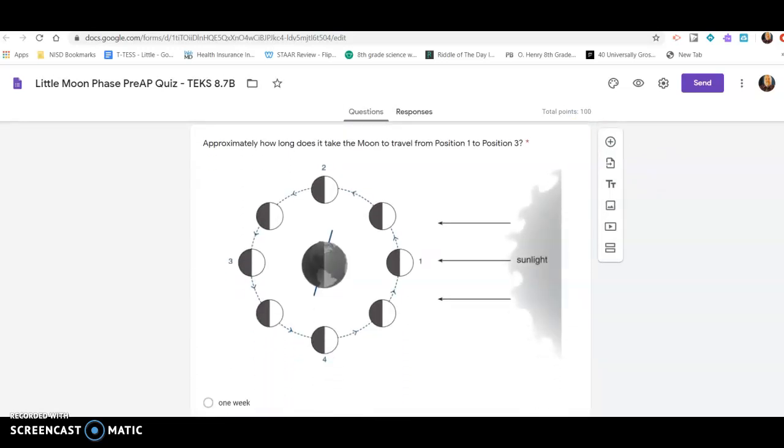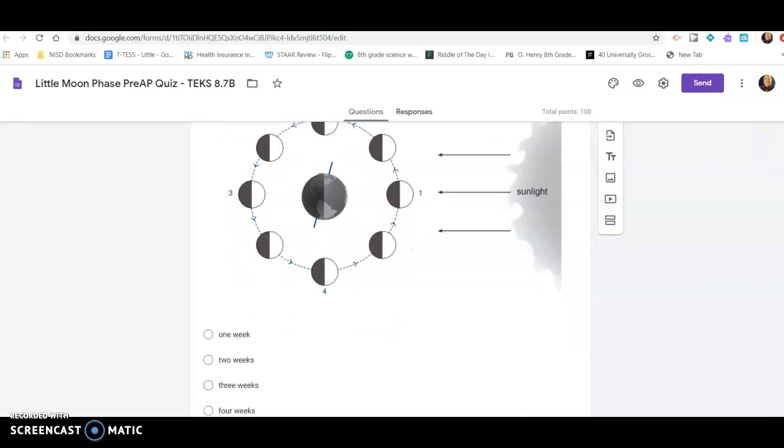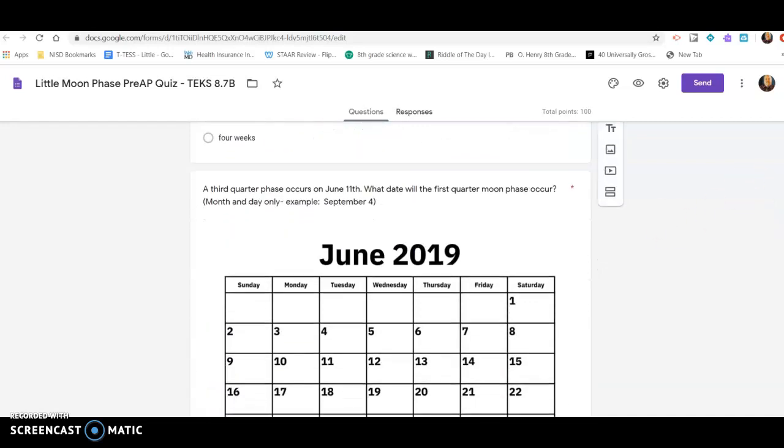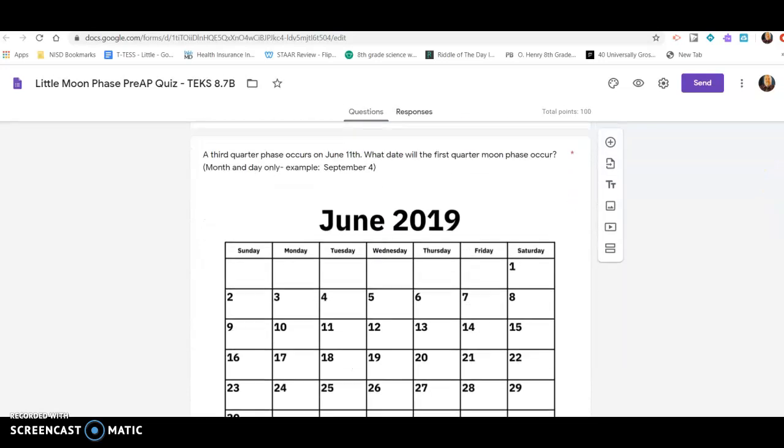Next question. Approximately how long does it take the moon to travel from position 1 to position 3? Would it be 1 week, 2 weeks, 3 weeks, or 4 weeks? Next question. Again, it's going to be a fillable. A third quarter phase occurs on June 11th, right here. What date will the first quarter moon phase occur? Make sure you give the month and day in the sequence shown here.